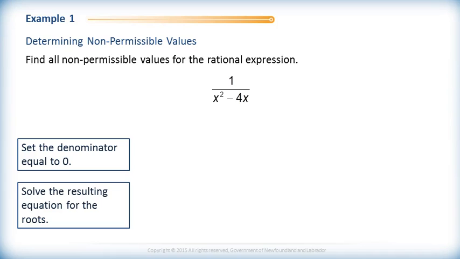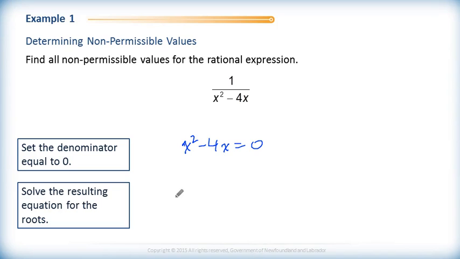So let's see how we might find those non-permissible values. First, if I have a rational expression, the first thing I do is take the denominator and set it equal to 0. So in this case, I have x squared minus 4x, make that equal to 0. And I solve the resulting equation for the roots.